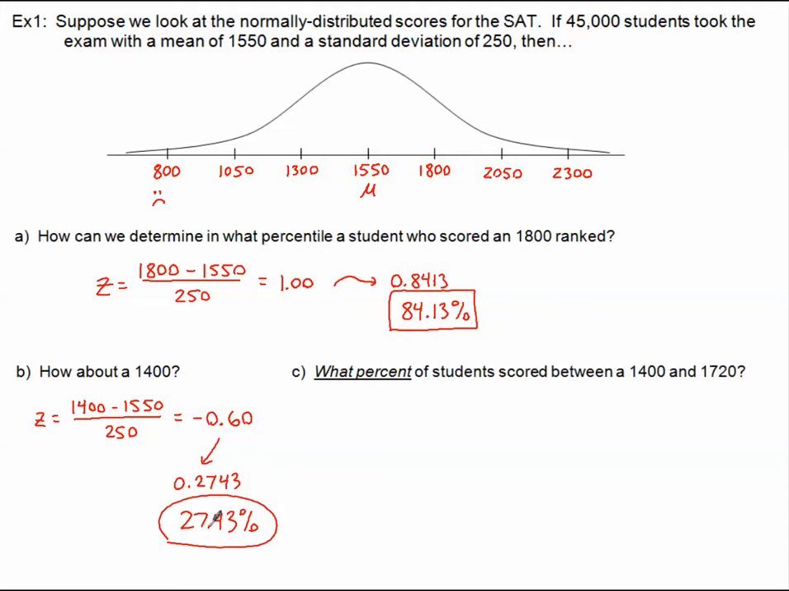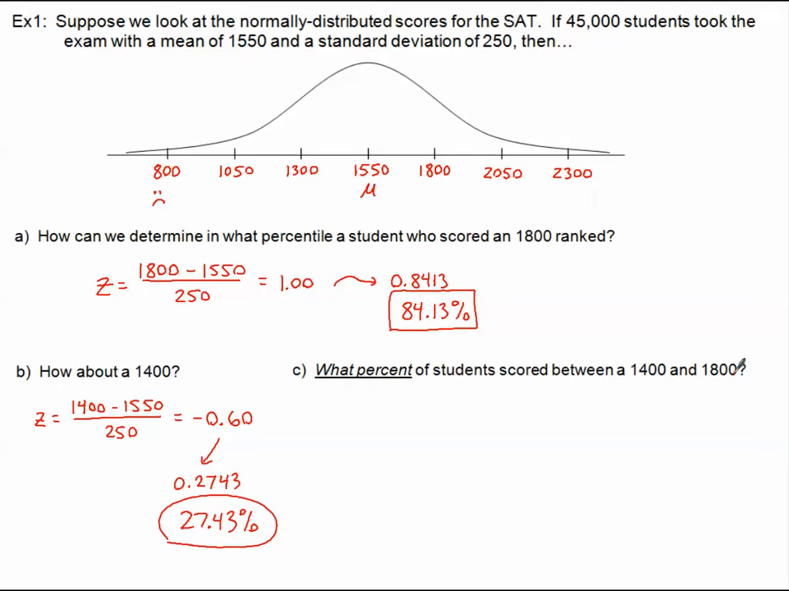So if we're looking for the percentage, then somebody who scores a 1400 does better than about 27% of the people that took the test. Not as good. So let's look at Part C. Part C says, what percent of students scored between a 1400 and 1800?